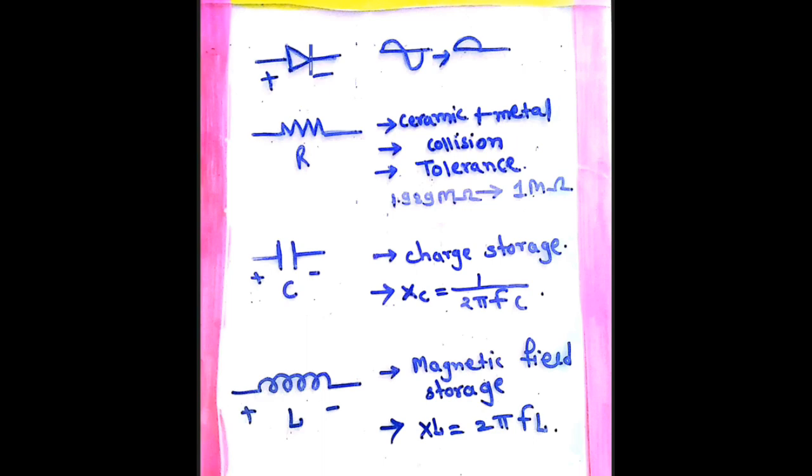In the previous lecture, I explained the internal structure of the diode. So in this case, this is the symbol of the diode. The positive terminal is the anode, and the negative terminal is the cathode. If you consider this sinusoidal signal at the input of this diode, the positive part will be passed through the diode and the negative part of the sinusoidal signal will be blocked.